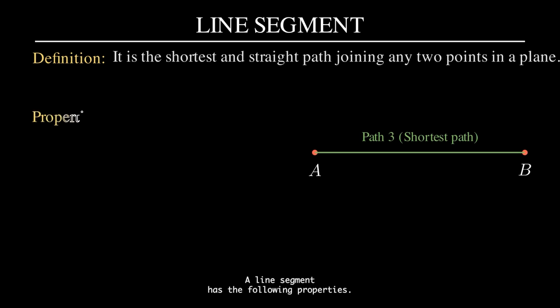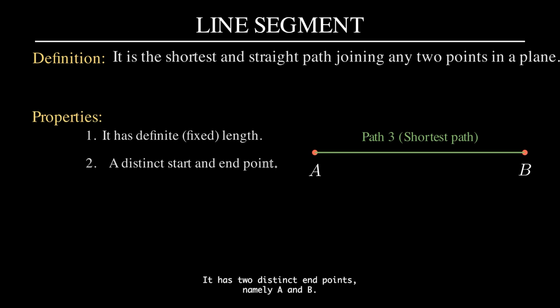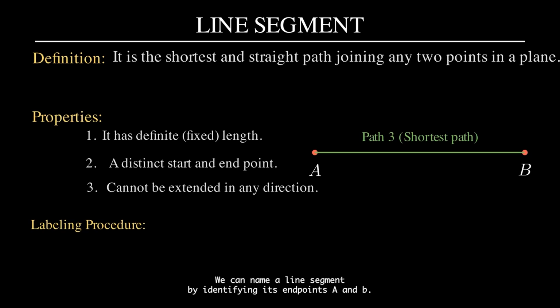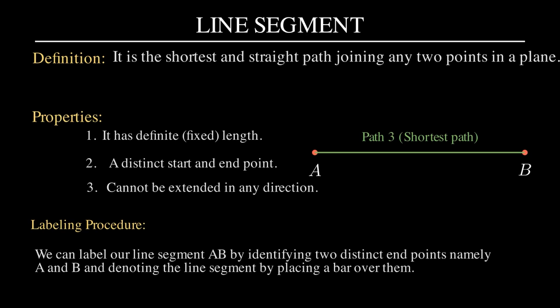A line segment has the following properties. It has a definite length, which is the distance between points A and B. It has 2 distinct endpoints, namely A and B. It cannot be extended in any direction. We can name a line segment by identifying its endpoints, A and B. Symbolically, we denote the line segment AB by placing a bar over the letters A and B.